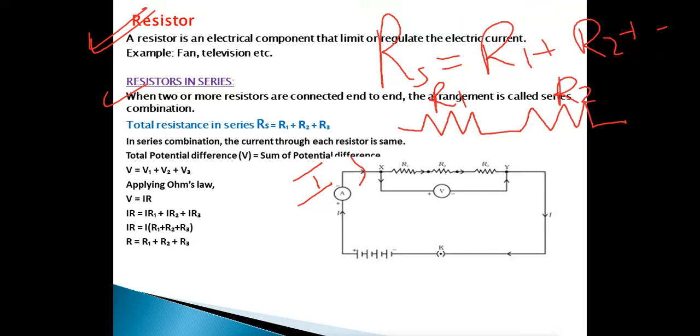So when we apply Ohm's law over there, if three potential differences are there, how will we get the total potential? By adding all the potential differences.